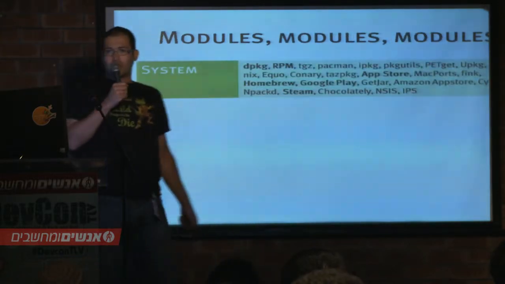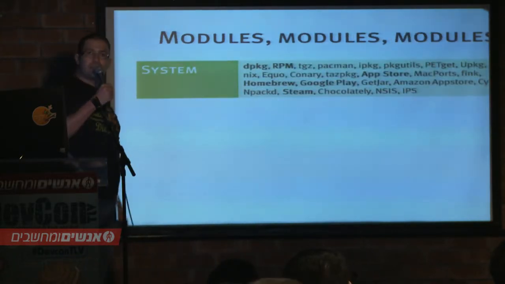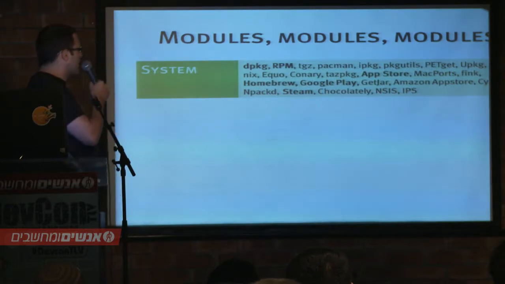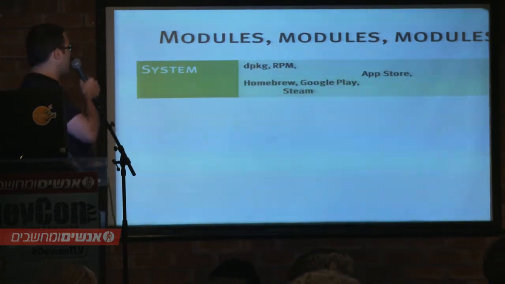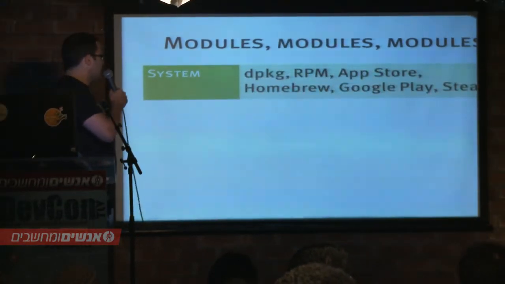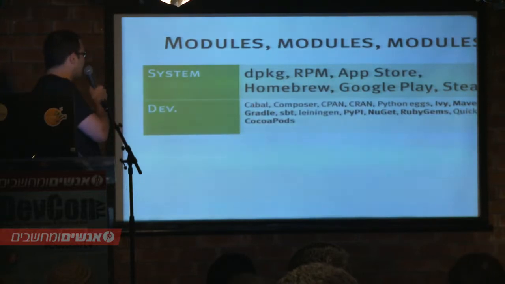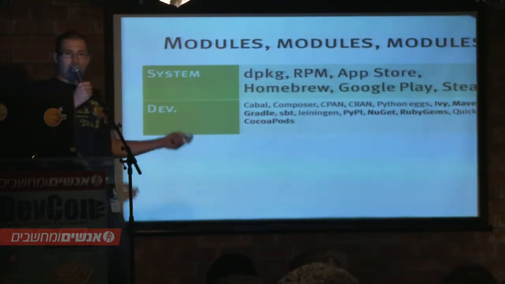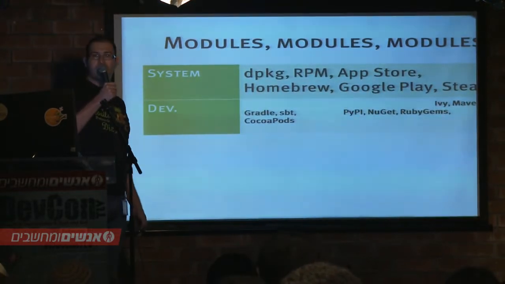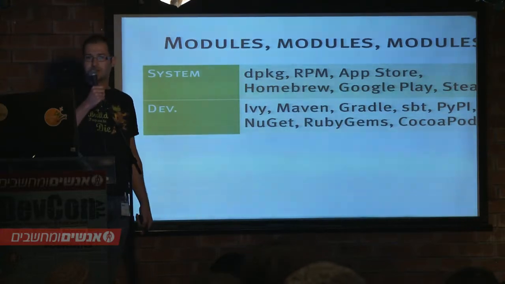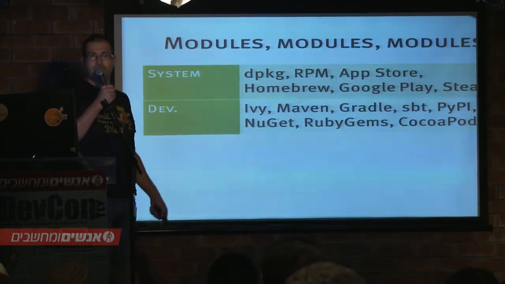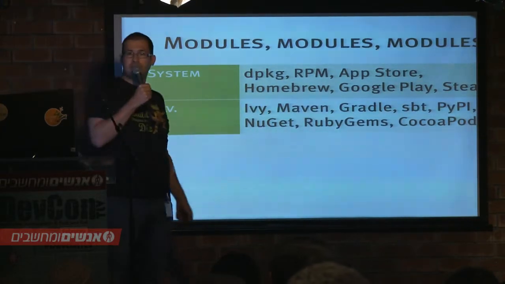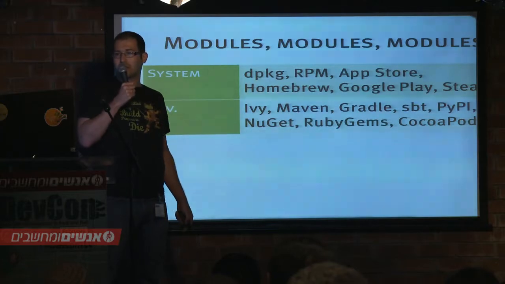Modules everywhere. So we have them on a system level. You can see here some that you know, some that you don't know. Those you should know for sure. You have those modules on the development level. So again, a long list, some of them more familiar. You should know those at least. Maybe CocoaPods is new, for Objective-C. All the rest should be familiar.